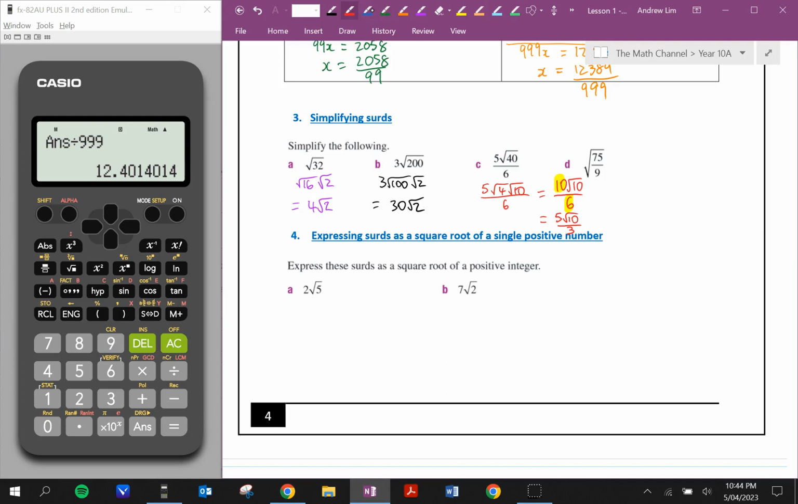And this last one, root 75 over 9. We can actually split this up as root 75 over root 9. Now I know the square root of 9 is 3, so I can just put that there. But root 75, can we simplify that? Well, I know 25 times 3 is 75, and I can square root 25. So this is root 25, root 3. Okay, square root 25 is 5, so we get 5 root 3 over 3. And that's it.